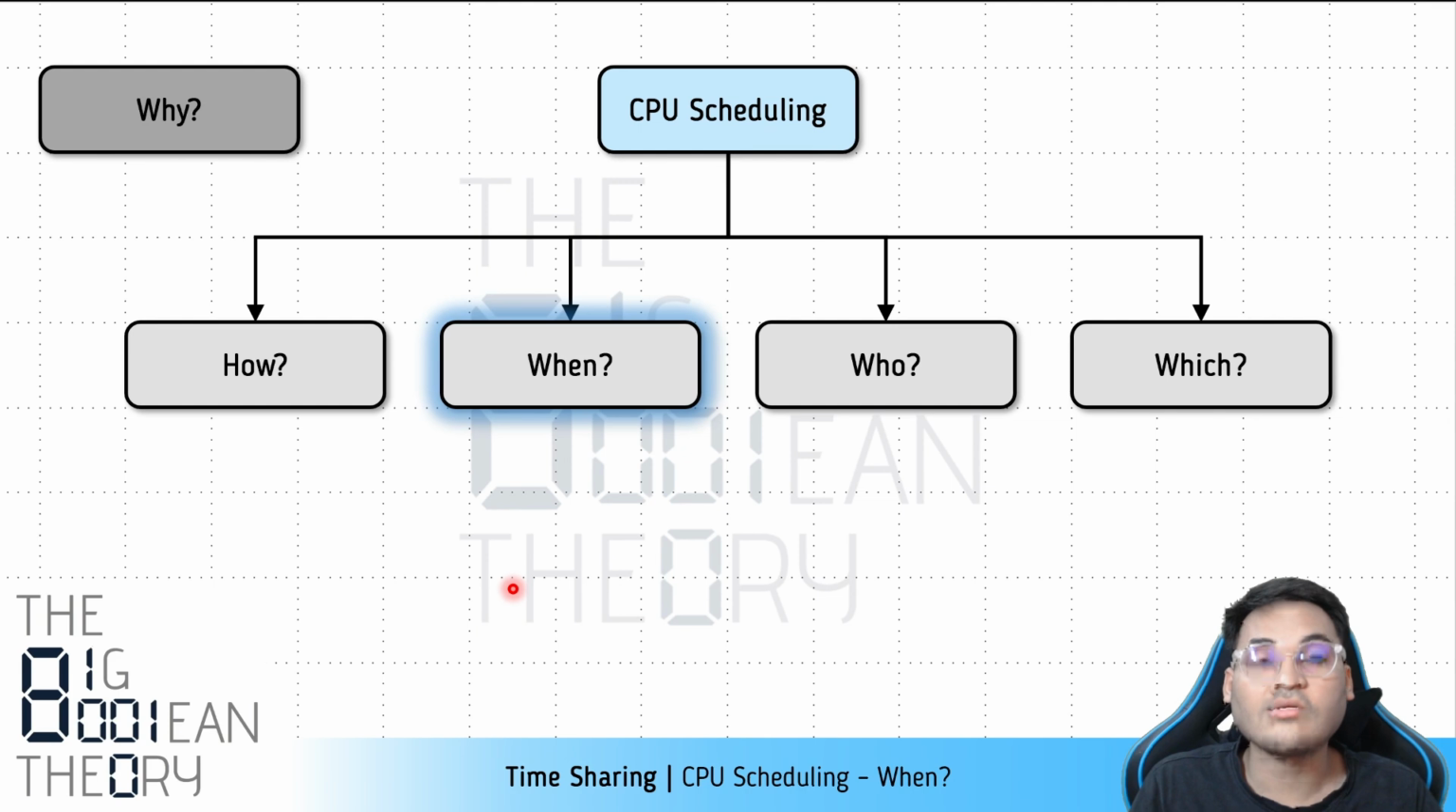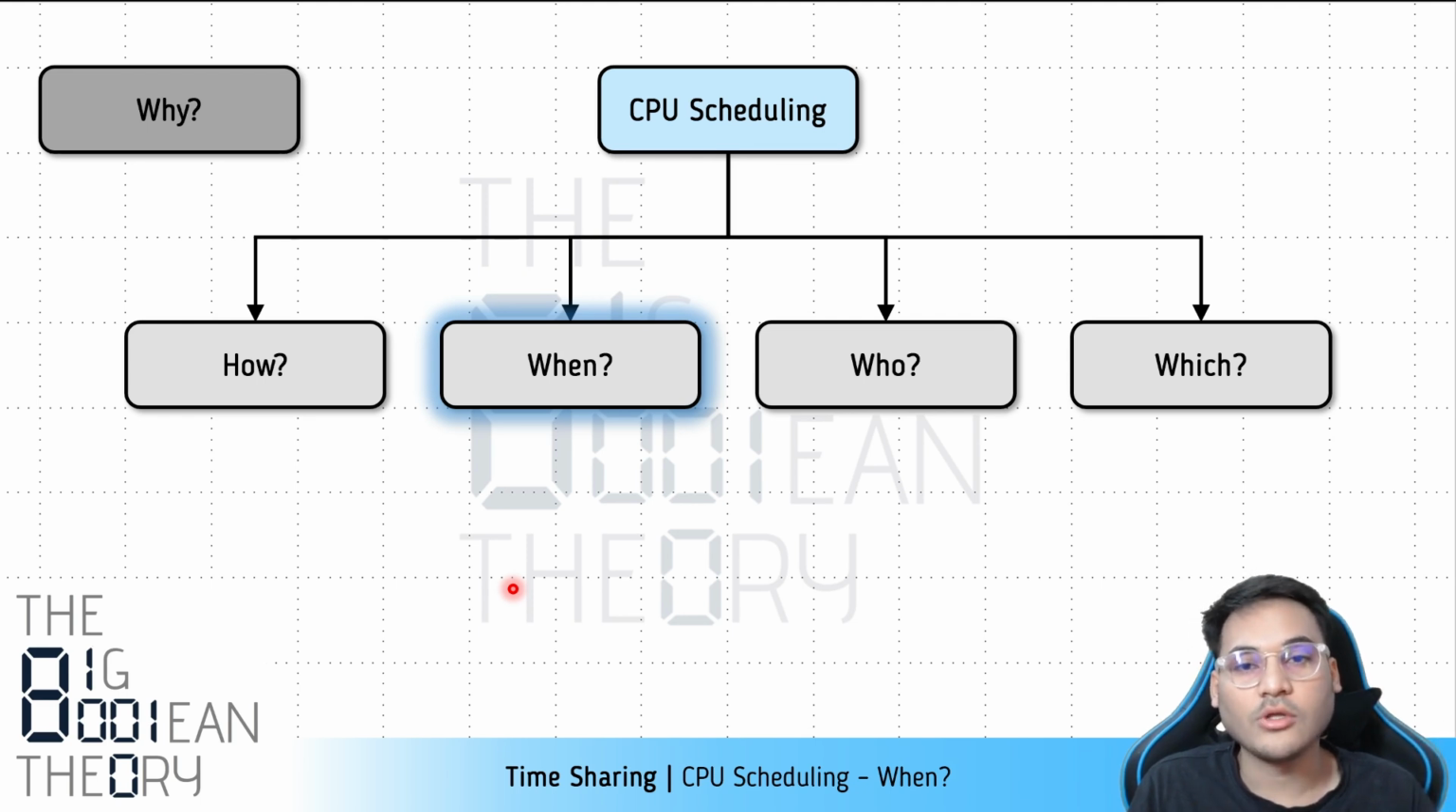So let us start the discussion with this slide. As you can see, we are trying to understand CPU scheduling, and to understand it, we are trying to answer several questions about different aspects of it. In the previous video, we talked about why and how, that is, we understood why we are doing this and how we are doing this. Now in this video, let us talk about when we can do CPU scheduling.